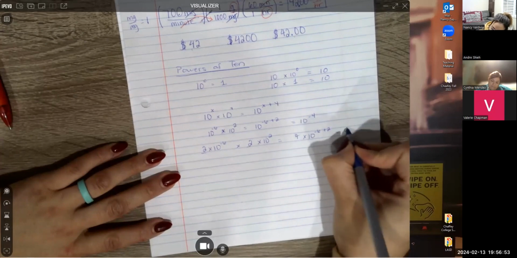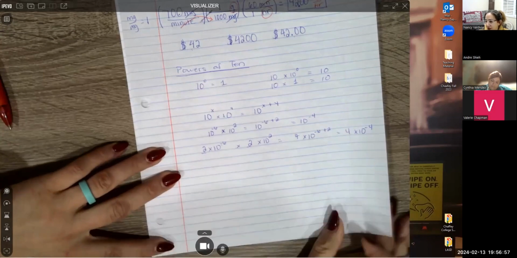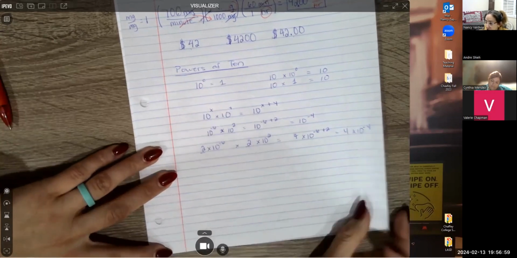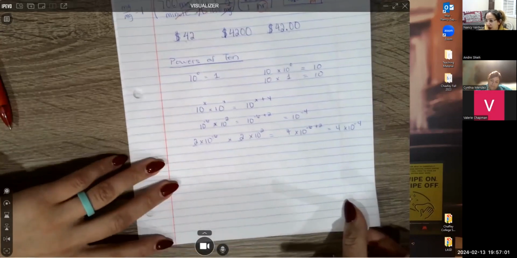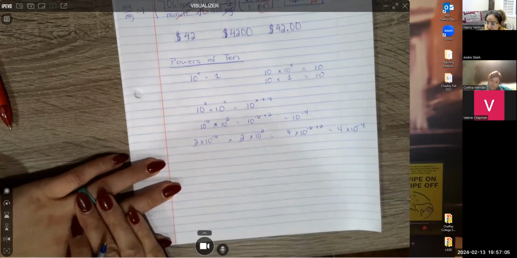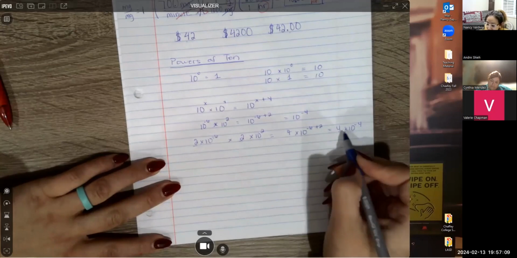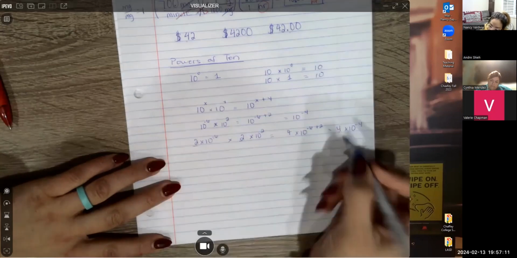So that gives you 4 times 10 to the negative 4. And that would be your answer in scientific notation. And if it said reported in decimal notation or standard notation, well, you just take it out of scientific notation by moving a decimal.